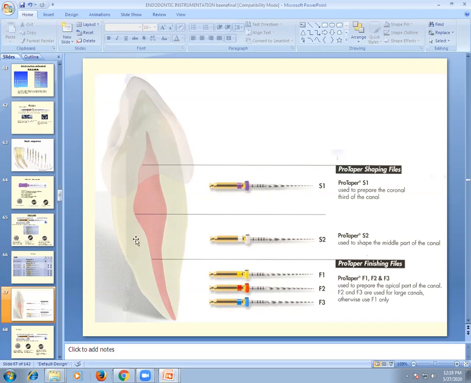Then S2 is used to prepare the middle part of the canal. Getting S1 for this part of the canal, S2 for this part of the canal, and all the finishing files are used for the apical third of the canal. Apical part, this is apical third, middle third, and coronal third. Okay, so S1 for the coronal third, S2 for the middle third, and F1, F2, and F3 for the apical third. Is used to prepare the apical part of the canal.